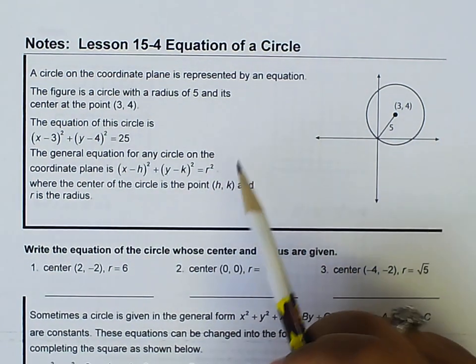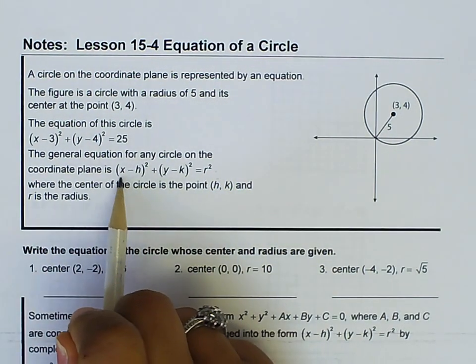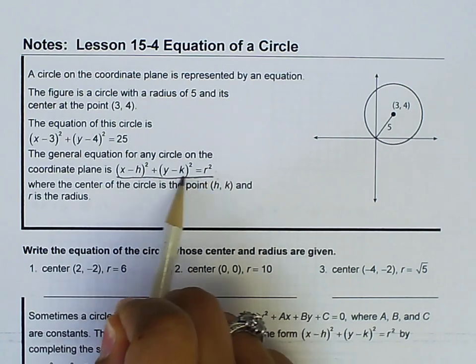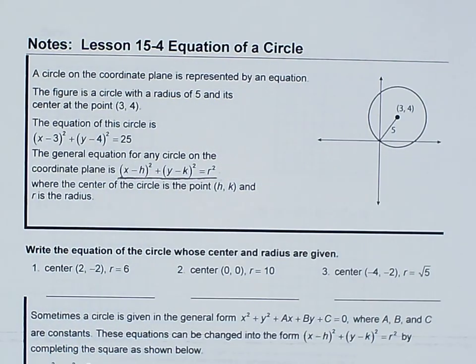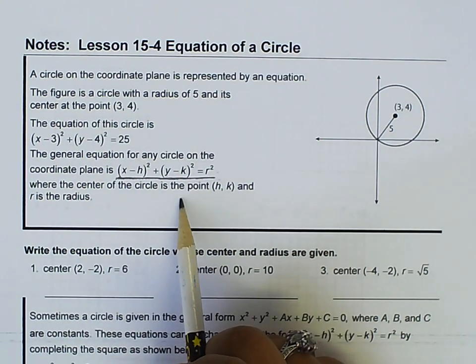And this could be on that formula chart I gave you, so this is really important. So if you want to highlight that or put a box around that if you're writing it out. And this is important here, where the center is (h, k) and the radius is r.